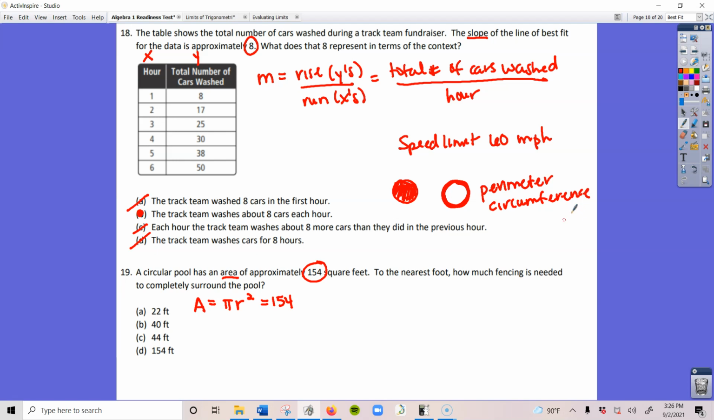Now the circumference, I'm going to call it C, is equal to 2 times pi times the radius of the circle. I don't know what the radius of the circle is, so I don't know how much fencing will be needed. So I'm going to use this equation to figure out what the radius is by solving for r. So we have pi r squared is equal to 154. Pi is just a number, so I'm going to divide by pi.